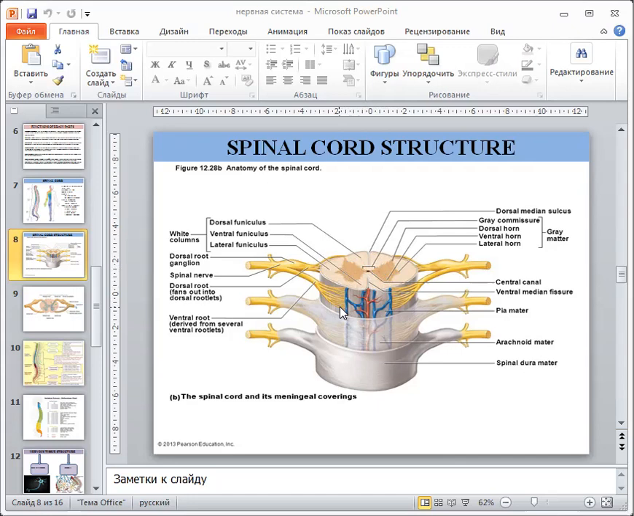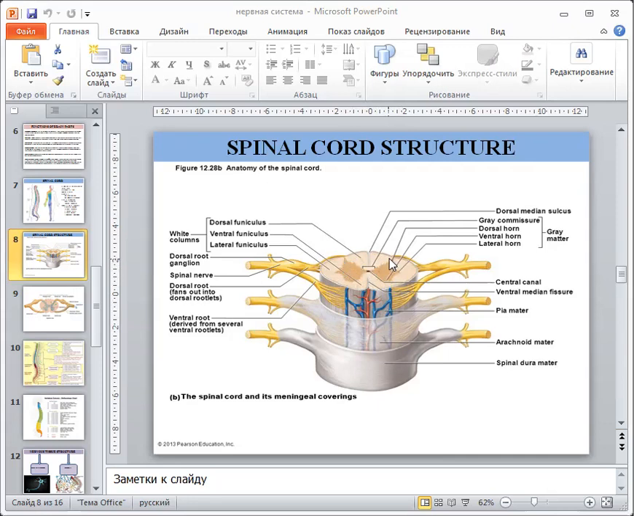Gray matter is formed by neuron bodies which are located in the spinal cord. It performs a reflex function. The gray matter forms the horns. The front horns are formed by motor neurons. They convey information to the muscles of the limbs and torso.